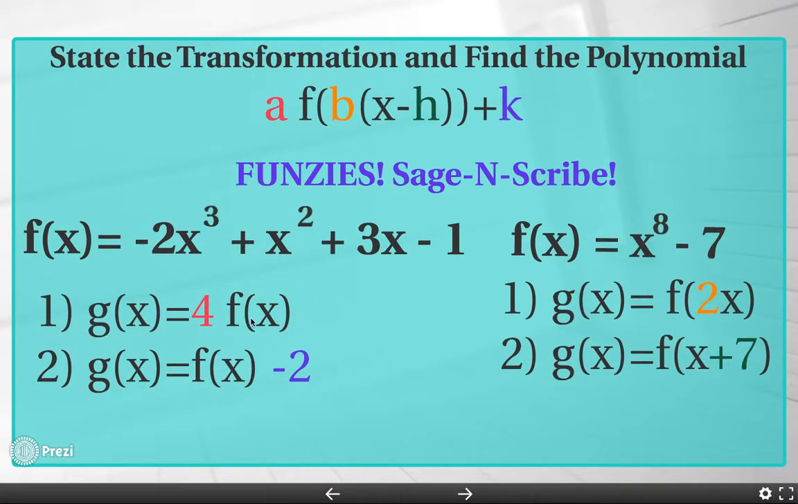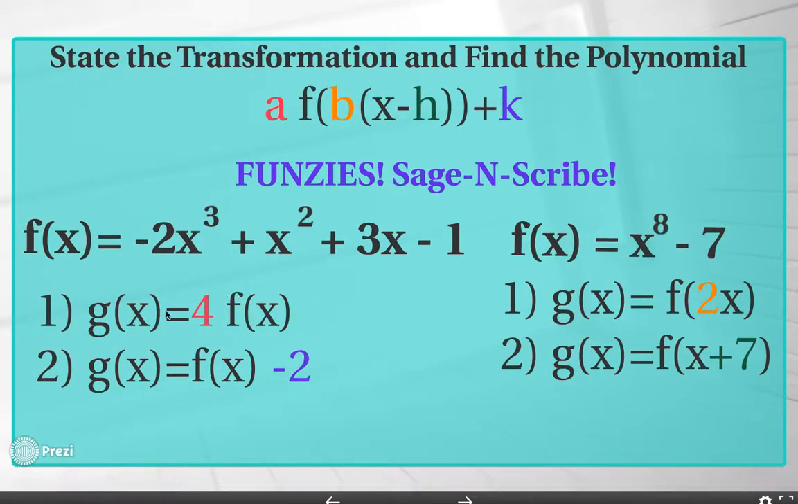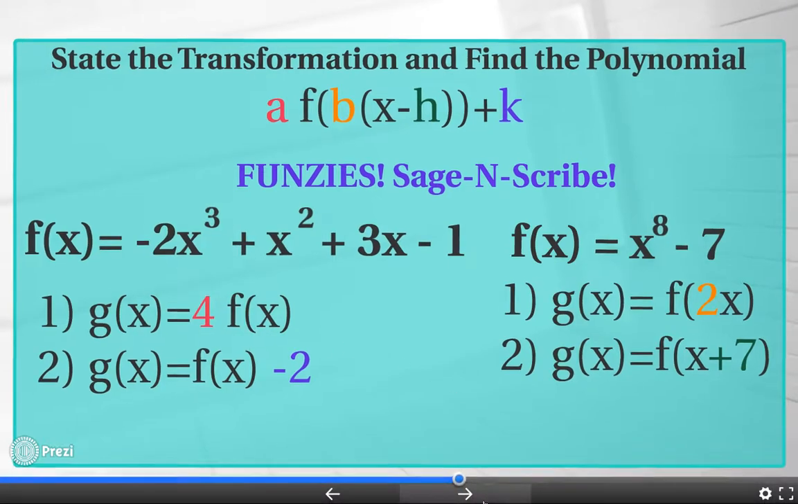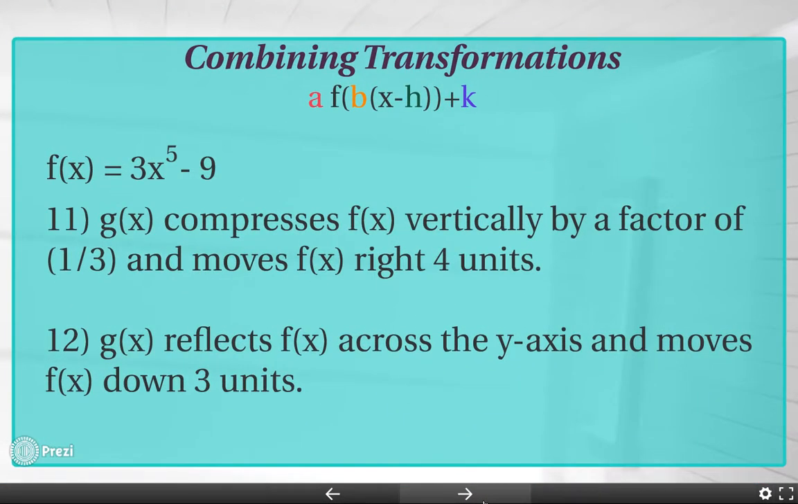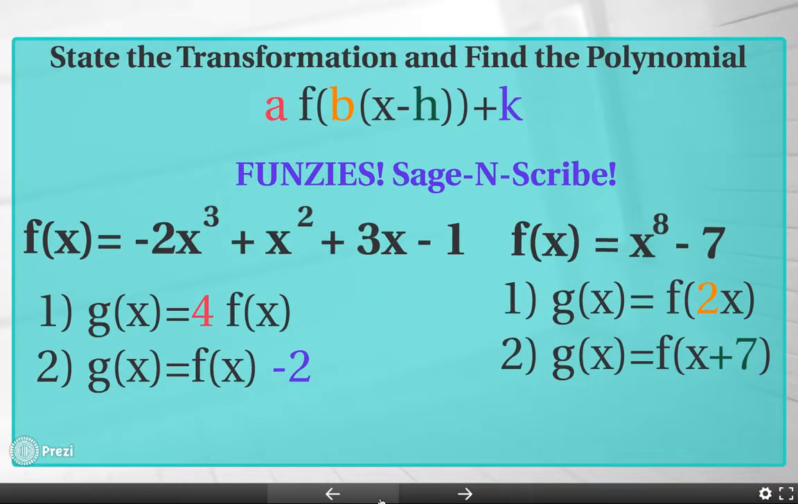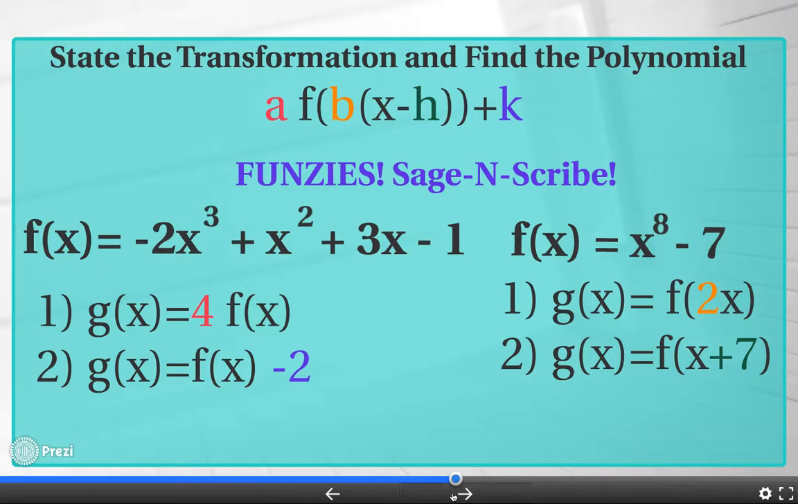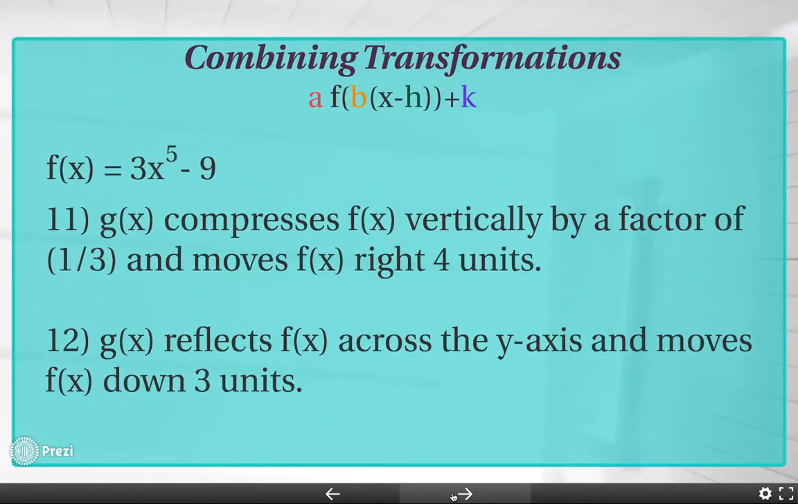These problems, it gave you g of x and then you solved. Now you have to come up with g of x and solve based on transformations that are given to you, which this is going to be awesome, you guys. And we're going to be combining more than one transformation into one problem. Before, we only did one transformation at a time. So we're going to step it up a notch and combine as many transformations as possible into one example problem. So I hope you guys are up for the challenge because it's going to be pretty amazing if you ask me. So go ahead and pause the video and watch example 11 and 12.